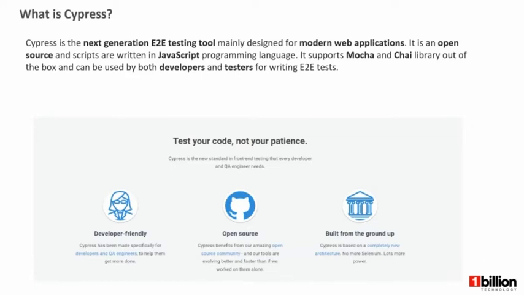If you see this image, I took it from their web page. You can see it's developer friendly and open source, and it's built from the ground up. That means it has a new architecture, so it's not based on Selenium. Other tools like Protractor are also based on Selenium. But Cypress is a completely new architecture. In the next slide, I'll explain the difference between Selenium and Cypress architecture-wise.